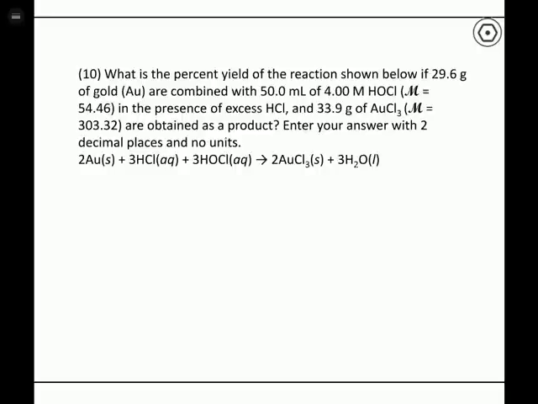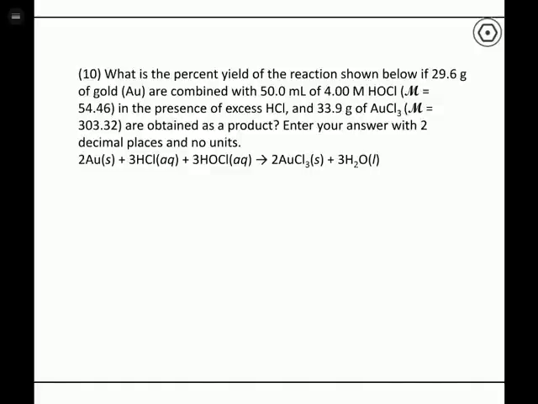We have to recognize that we're given masses of 2 reactants. So our balanced reaction has 3 reactants. We're told that HCl is in excess, so we don't have to worry about that. But we're given a mass of gold and we're given a volume and molarity for HOCl, one of our other reactants. Because we have amounts of two reactants, we have to figure out which one of those is the limiting reactant. They're given to us in different formats, but one of them is still going to be limiting and determine how much product can form.